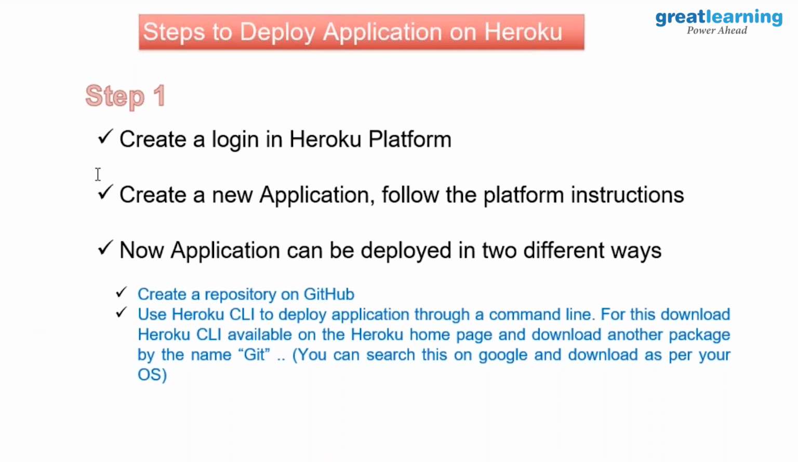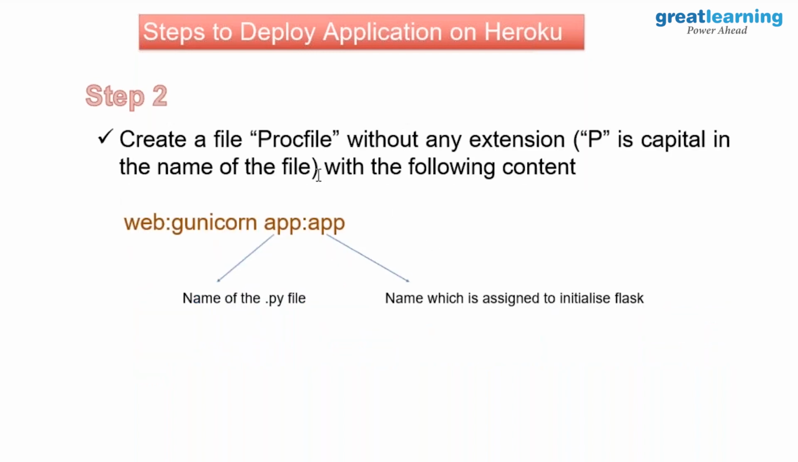So the first thing, create a login. Second, create a new application. For a new application, just follow the platform instructions. Third, you download Git and use the Heroku CLI to deploy the application. Now, what this requires is to create two different files. The first file is a Procfile, and there is another file which I'll just show you, a configuration file.